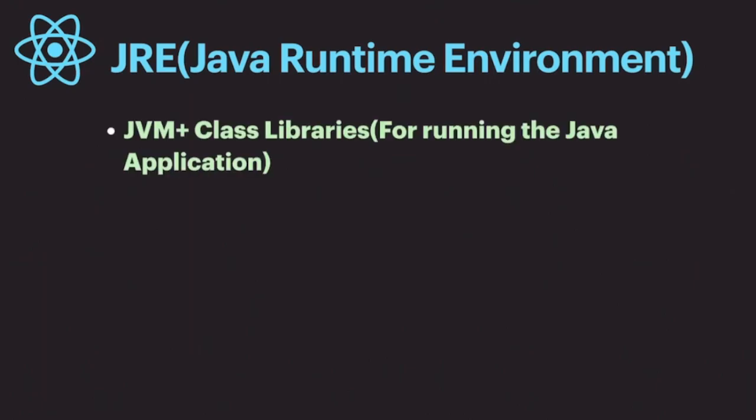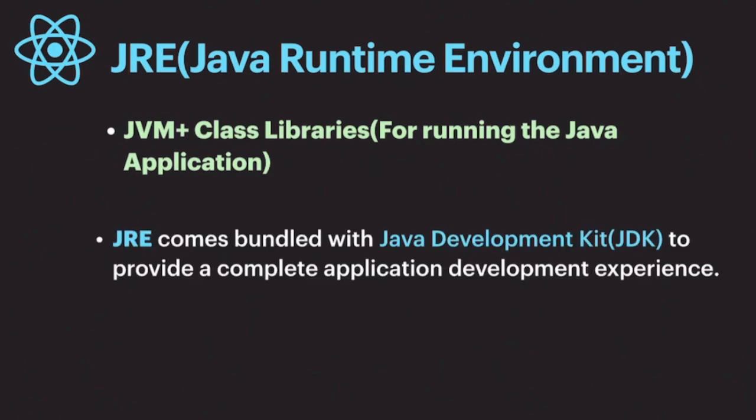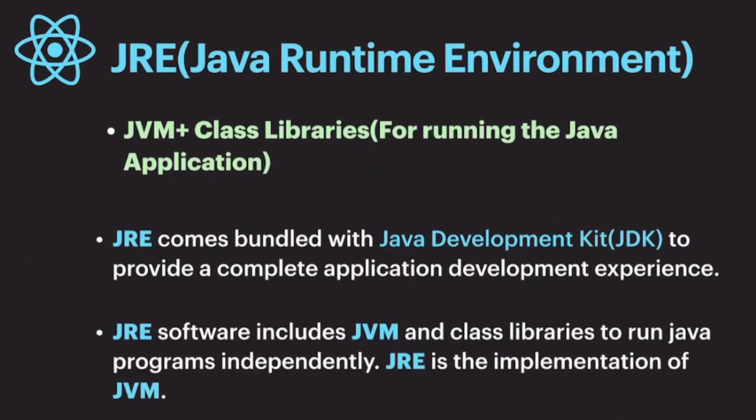So JVM plus the class library is called JRE. JRE is also part of the JDK, and when we install JDK, JRE is automatically installed in JDK. JRE comes bundled with the Java Development Kit to provide a complete application development experience. JRE software includes JVM and class libraries to run Java programs, and independently JRE is an implementation of JVM.